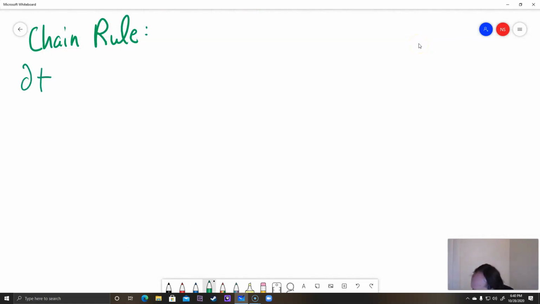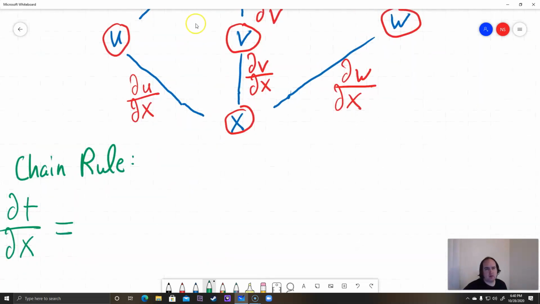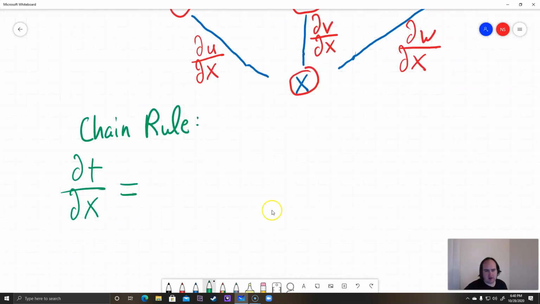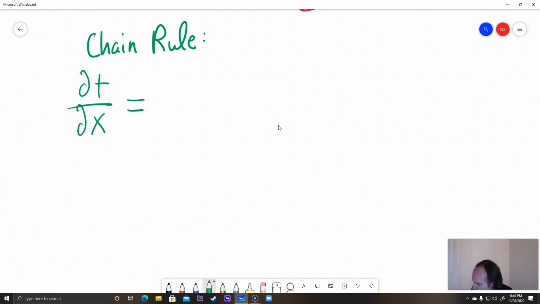So partial t, partial x. And just like in the last example that I did, you want to go down each branch, writing all the derivatives. So let's start with the left branch. Working from the top down, we have partial t, partial u times partial u, partial x. So that's that very left branch.